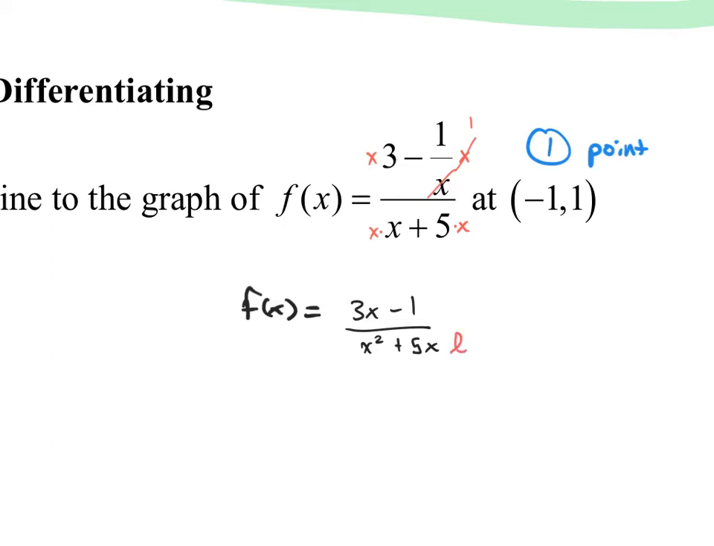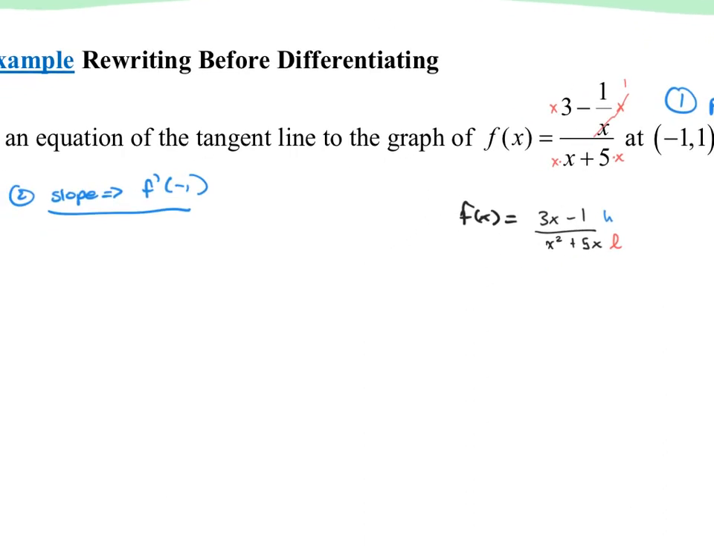Again, I have my low function here, x squared plus 5x. I have my high function here, 3x minus 1. So to find the derivative, f prime of x, I need to use the quotient rule, which is low d high minus high d low over what's below squared. Well, let's do our work here, right?